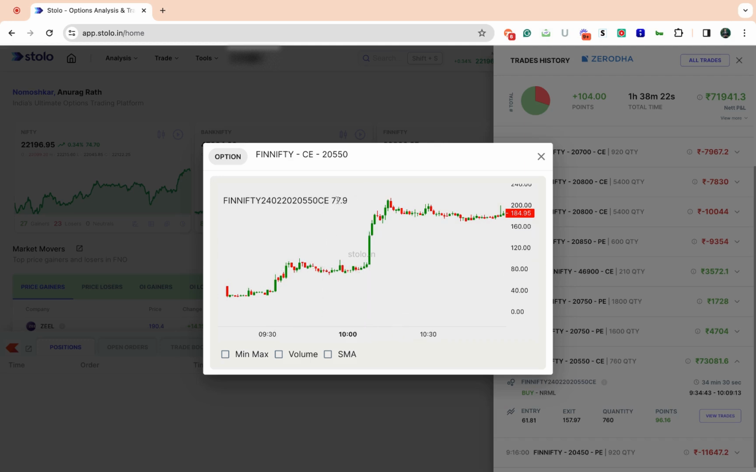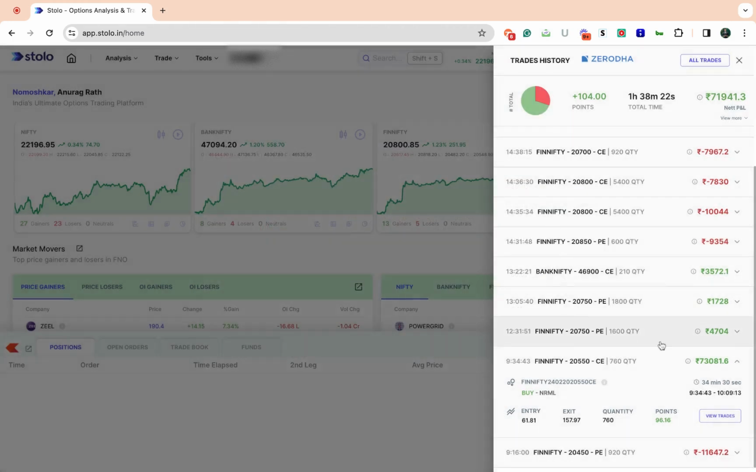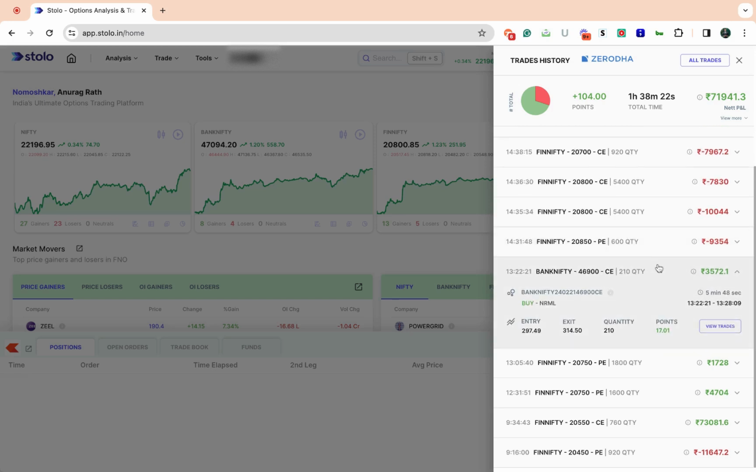You also have multiple features in this graph itself where you can add your minimum, maximum, your SMA line and much more. This is completely to understand how you entered the trade, where you entered the trade and when you exited the trade. Similarly, you can see it for any other trades as well.